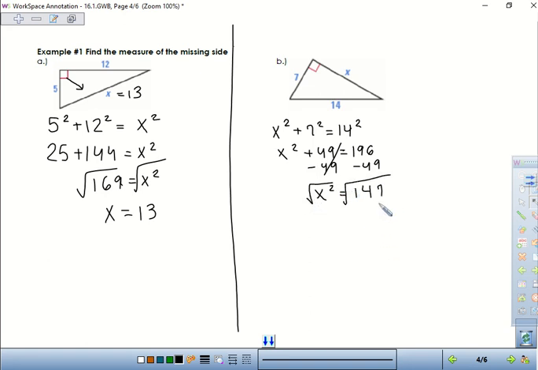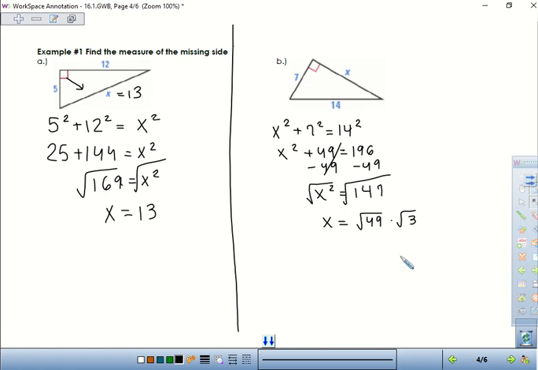Now, in this class, mostly, you're going to have a mixture of both, but we're going to leave everything in what we call simplest radical form. So x equals, we're not going to get it as a decimal approximation. We're going to break down the radicals. You guys remember doing that? So square root of 147 can be broken up into the square root of 49 times the square root of 3, because 49 times 3 is 147. So everybody see what I did there?